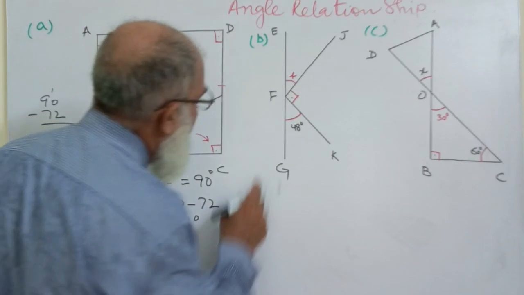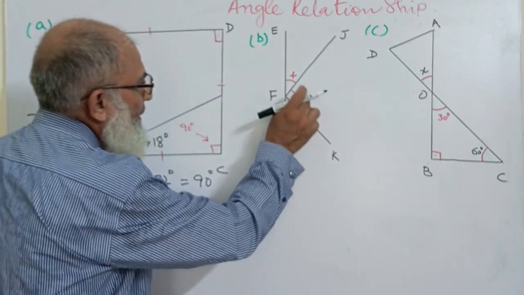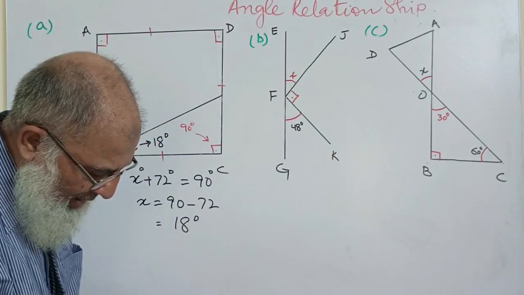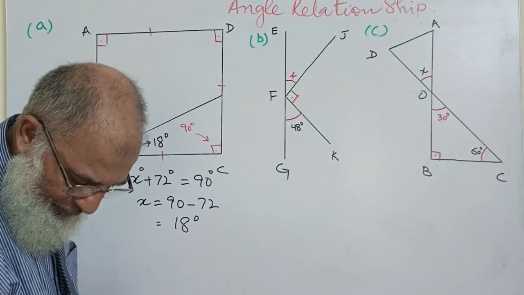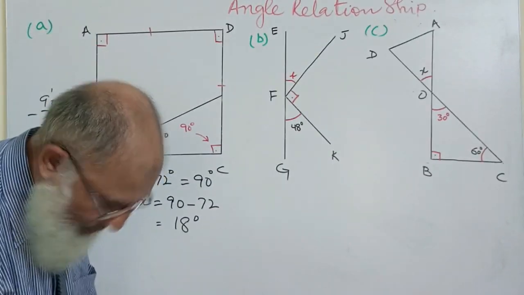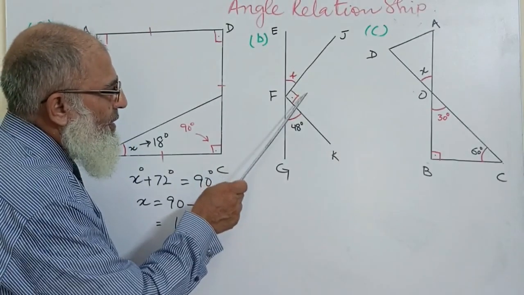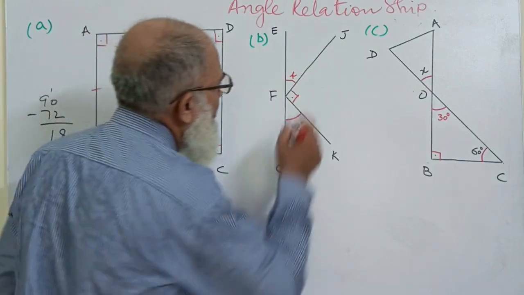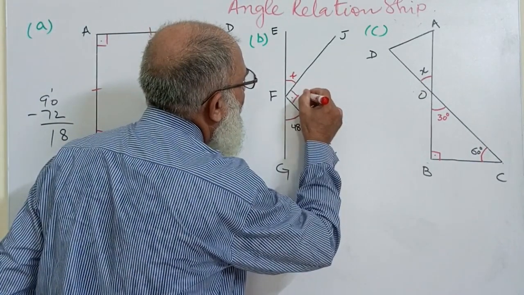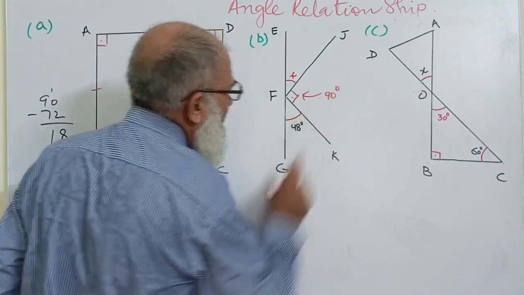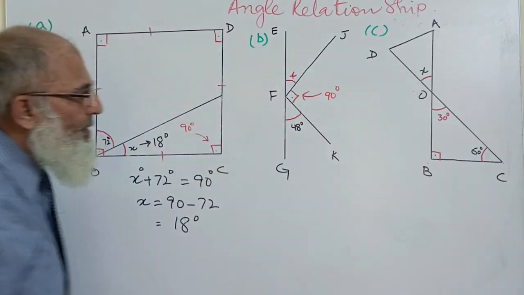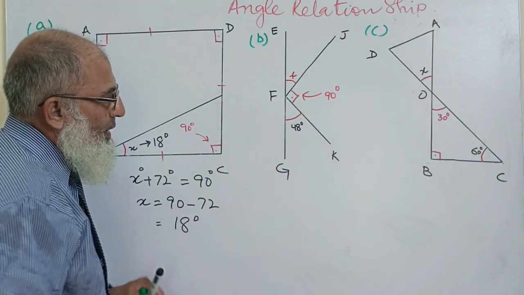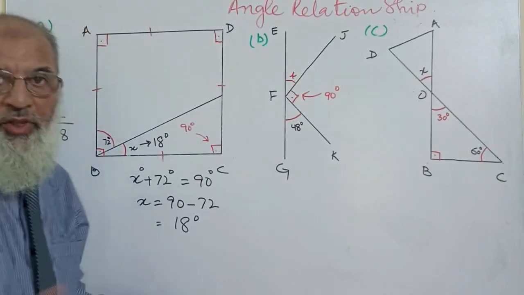Now this is 48, and you see that the same sign is appearing here too. The same sign, which means it is 90 degrees. So it is 90 degrees, and we have to find x over here. So it is a piece of cake again.